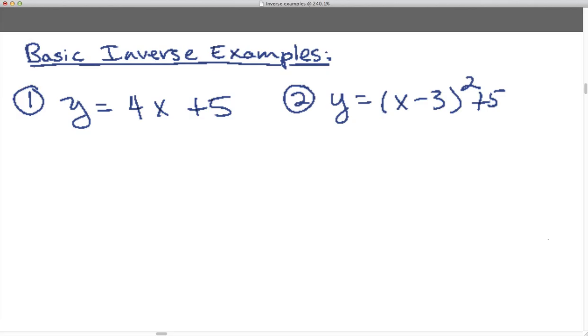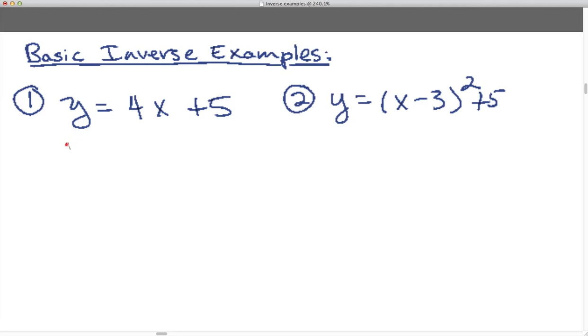Today we're going to be looking at a few basic examples of inverses, and hopefully you can get the idea on how to work these. These aren't too bad. So let's look at this example first. Again, the steps are to switch x and y and then solve for y.